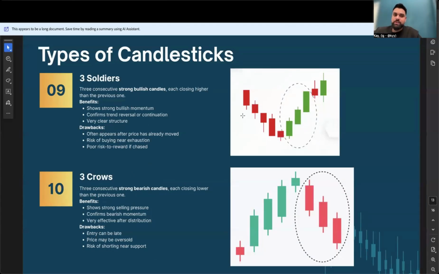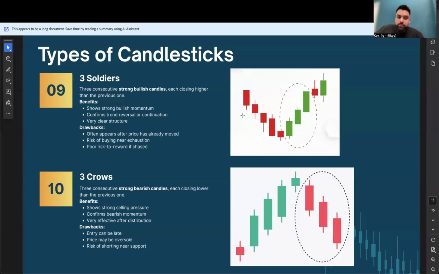Three soldiers: three consecutive strong bullish candles, each closing higher than the previous one. It shows the benefit of bullish momentum, confirms trend reversal or continuation. Very clear structure. Drawbacks: often appears after price has already moved, risk of buying near exhaustion and poor risk to reward if chased.